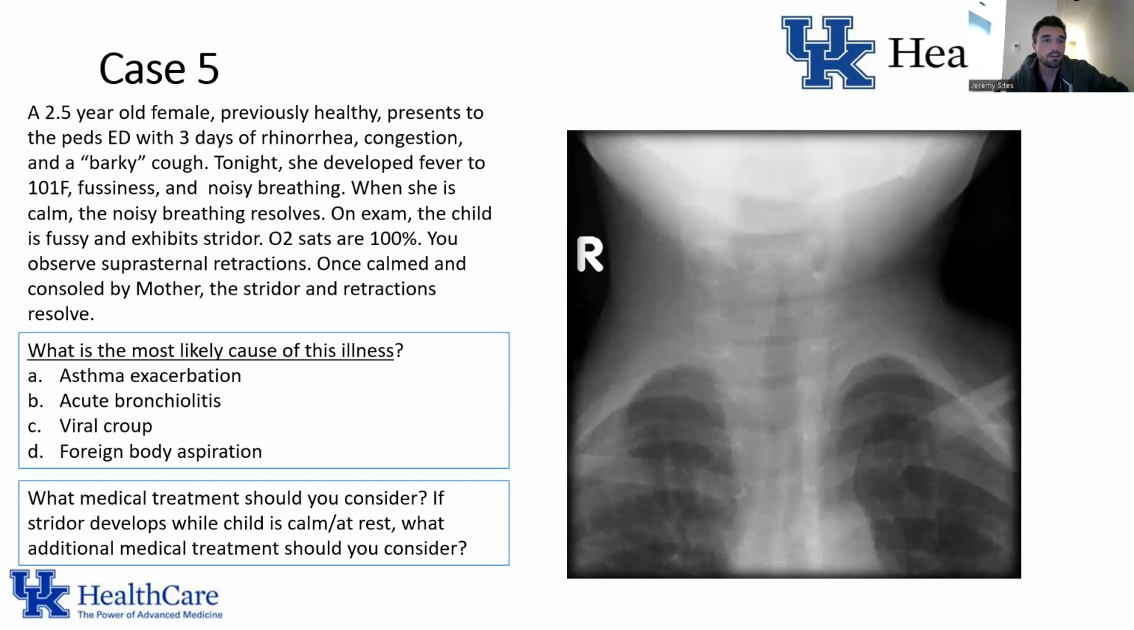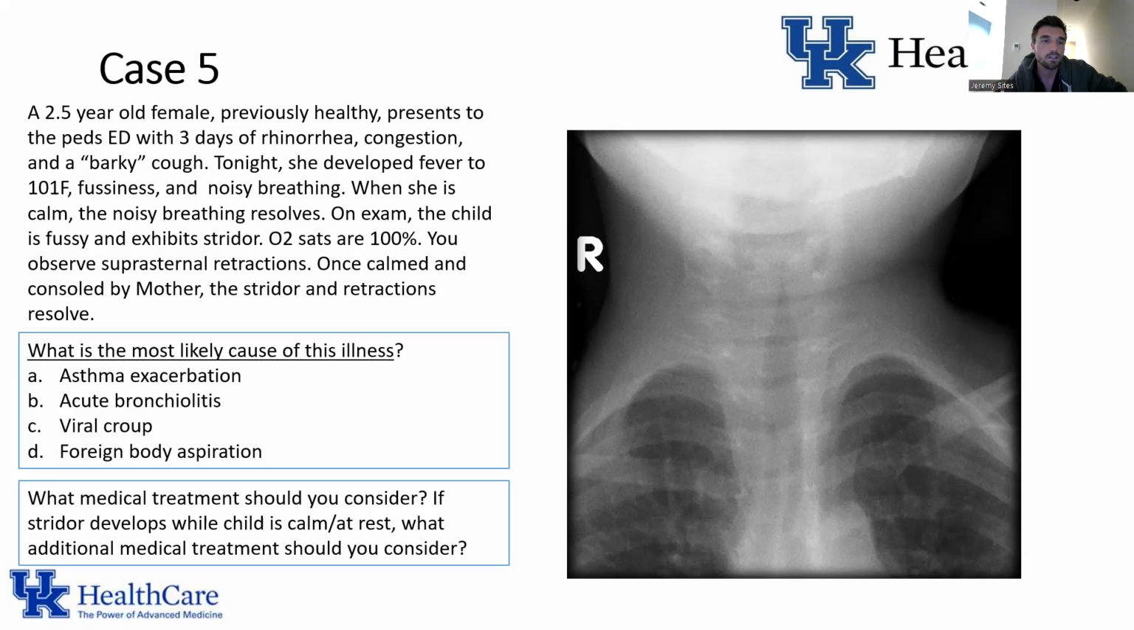Finally, case 5. Let's read through this one. A 2.5-year-old female, previously healthy, presenting to the peds emergency department with 3 days of rhinorrhea, congestion, and a "barky cough" per the parents. Tonight, she's developed fever to 101. She's fussy. She has noisy breathing. When she's calm, the noisy breathing resolves.